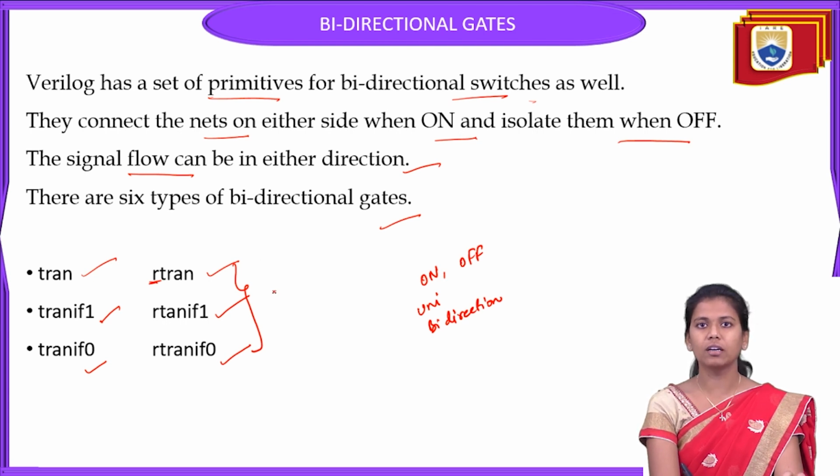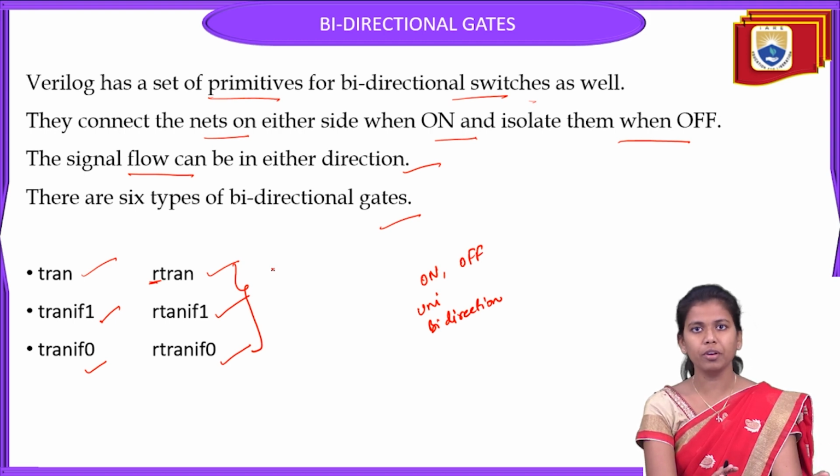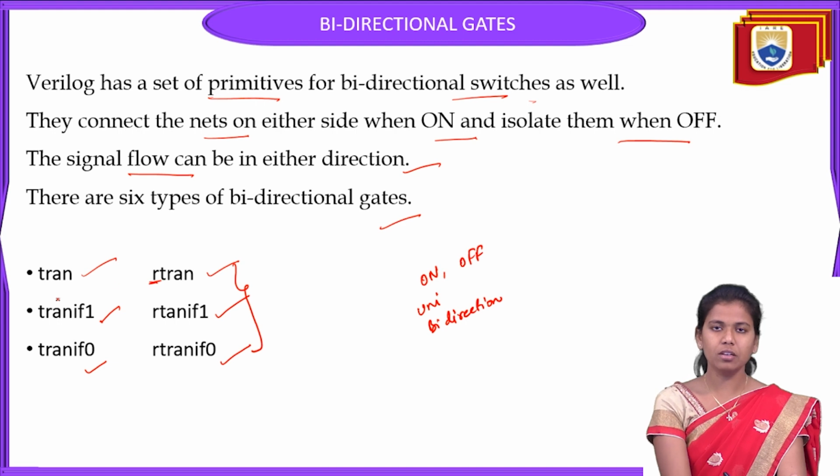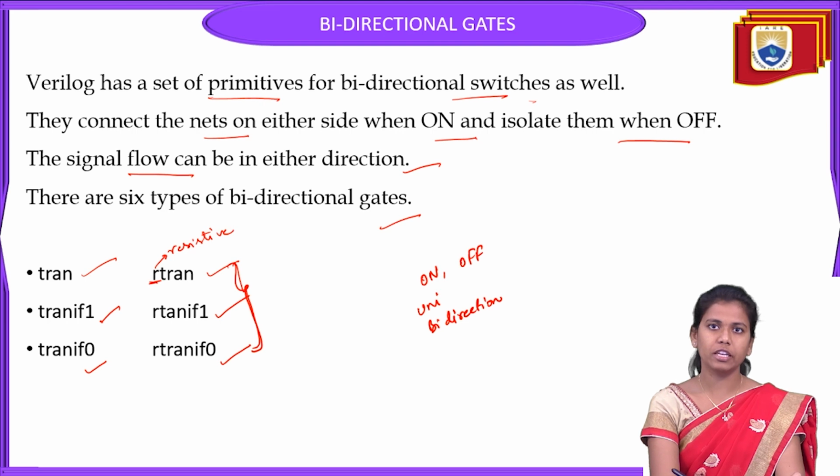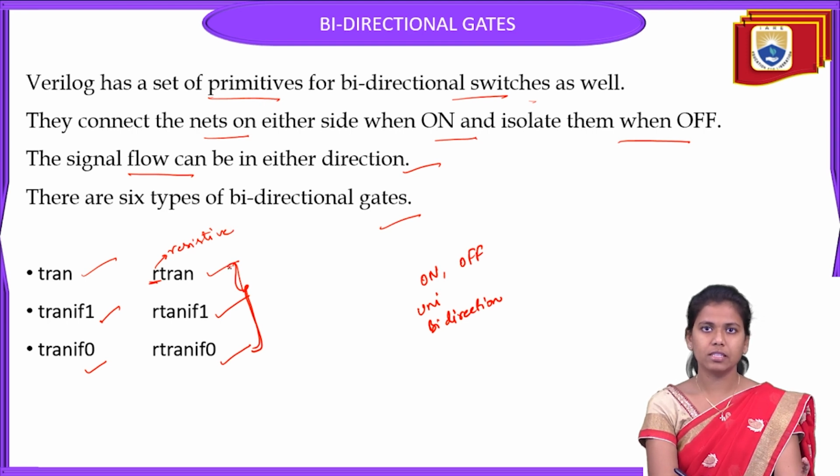That means the flow of current can be on both sides, from input to output and also from output to input. So these are the 6 bidirectional switches. R represents the resistive switch. In yesterday's class, we discussed the resistive switches.